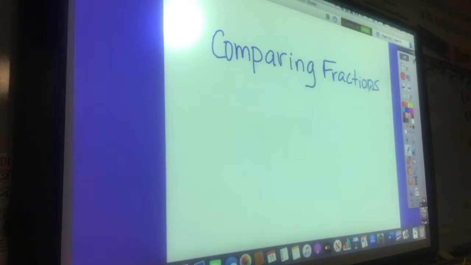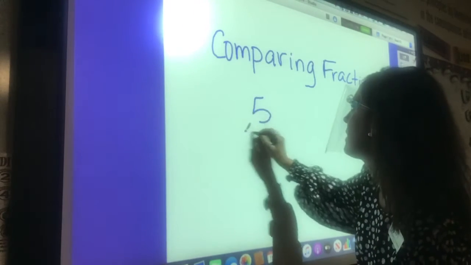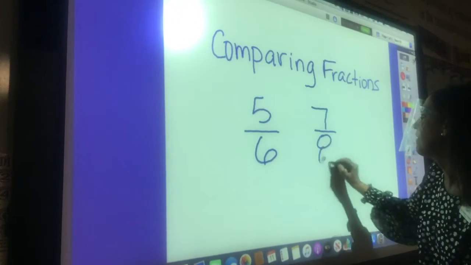When it's hard is when the denominator is not the same, and you're like, wait, which fraction's bigger? So I'm going to show you how to do that. So we're going to look at 5/6 and 7/8. Okay, 5/6 and 7/8.